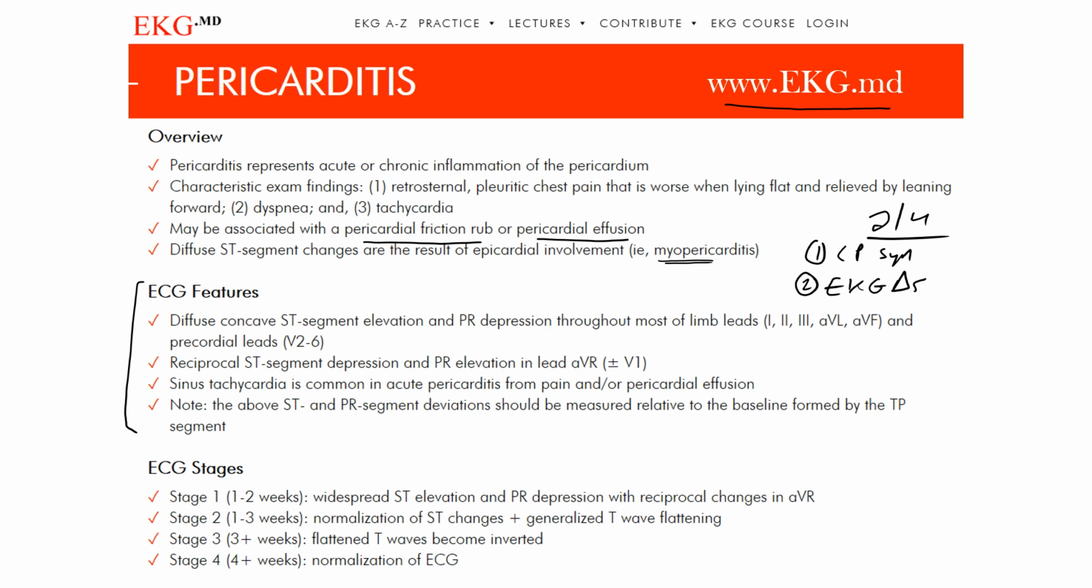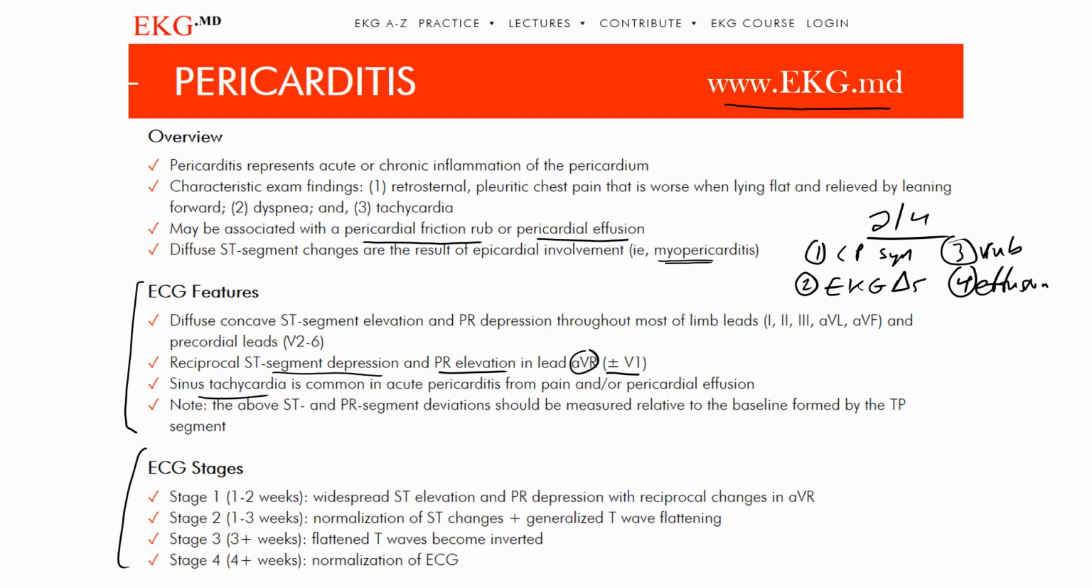You'll also see the reciprocal, pretty much the mirror image of those changes, ST depression and PR elevation in AVR and sometimes lead V1. Sinus tachycardia is common in acute pericarditis because of the pain, effusion or fever. Besides the EKG changes, look for a pericardial friction rub on exam, and the fourth is a pericardial effusion. If you have 2 of the 4, you've made the diagnosis of acute pericarditis.